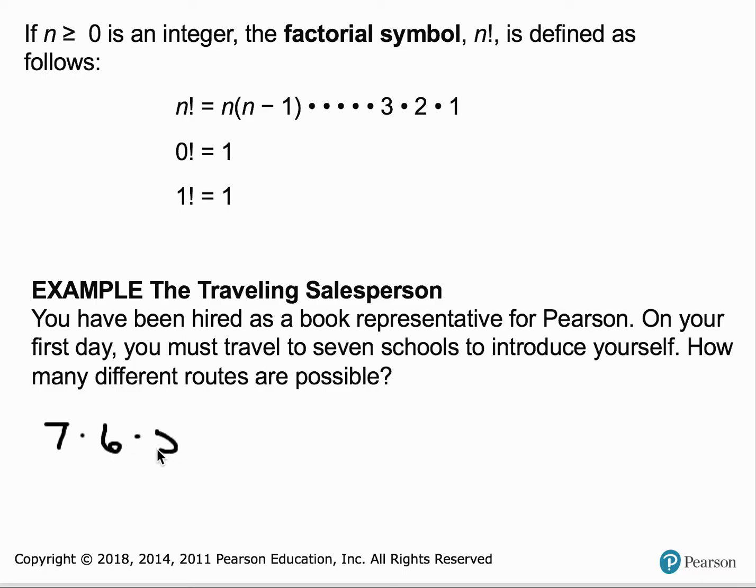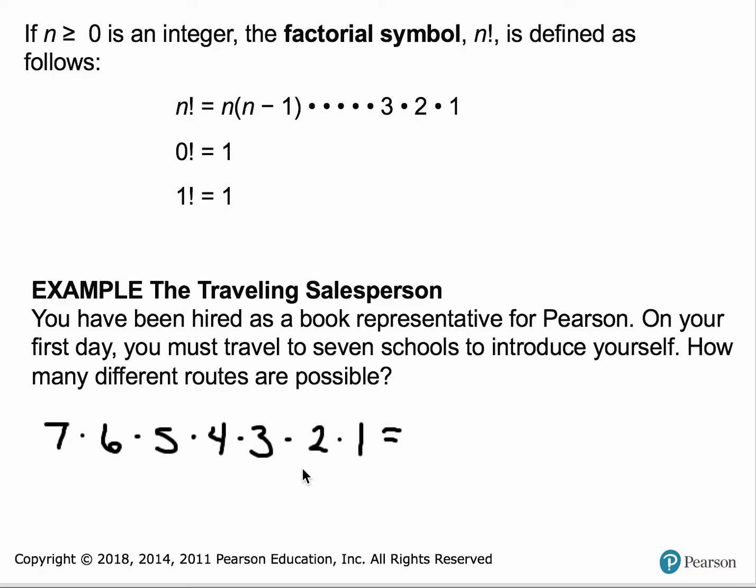And then there's 5 left for you to go to. And then there's 4 left. And then 3. And then 2. Until finally there's only 1 left. Right? So you could put that in your calculator. And this one might not be too bad.